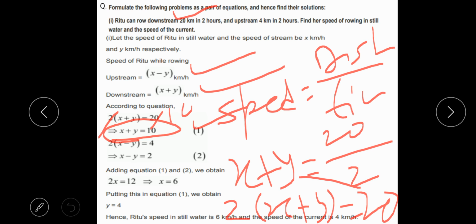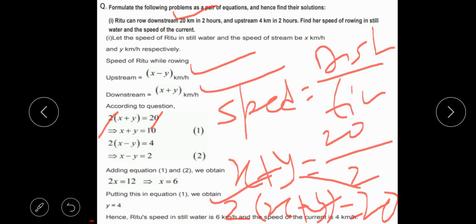And similarly for second case we will get 2 into x minus y is equal to 4 and x minus y is equal to 2. Now solve this first and second equation. You can add again, by adding y cancels out, x plus x 2x is equal to 12 and x is equal to 6. Now after putting the value of x equal to 6, you will get y is equal to 4, and hence Ritu's speed in still water is 6 km per hour and the speed of the current is 4 km per hour.